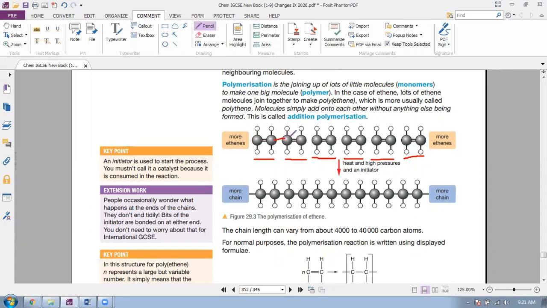and a bond forms here between this carbon and this carbon. It has also a bond here. The double bond breaks and all single bonds form. And this double bond, you see, it breaks. All single bonds form. This is polyethene. And the process is called addition polymerization.